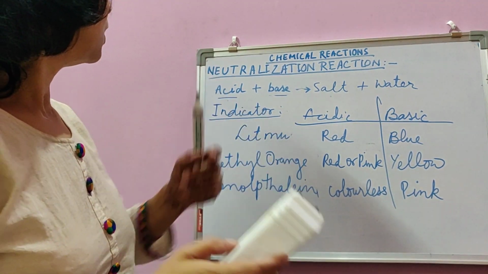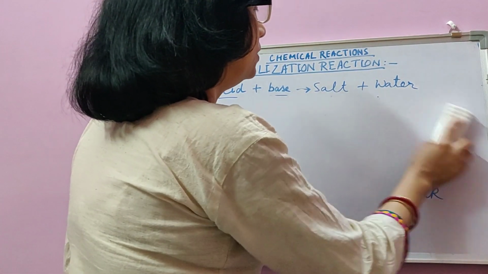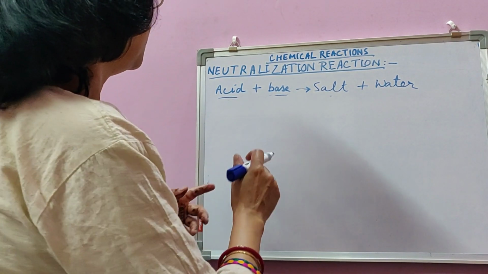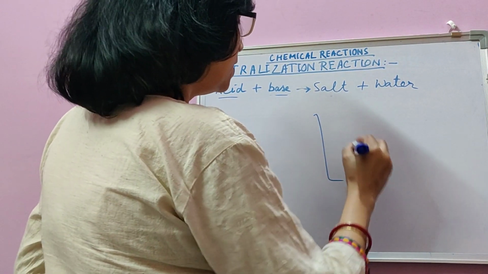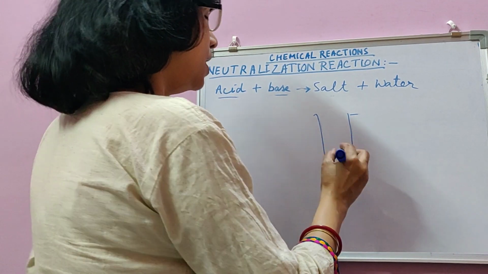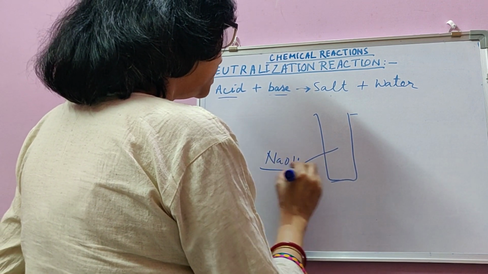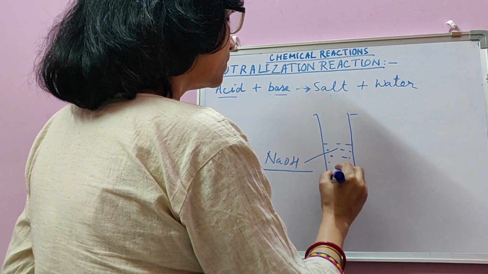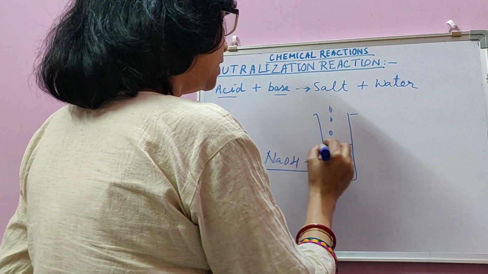So that's all about the neutralization reaction of acid and base and how to recognize the acid or base with the help of an indicator. Let us show you one neutralization reaction. If we take a jar or a beaker maybe, in which we take a basic solution, suppose NaOH solution, and then we put some drops of phenolphthalein into it.